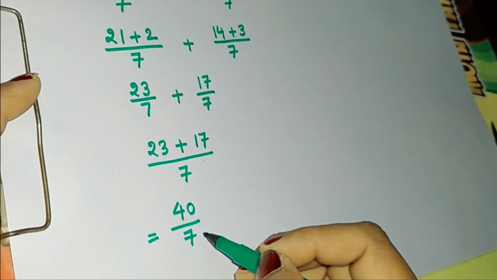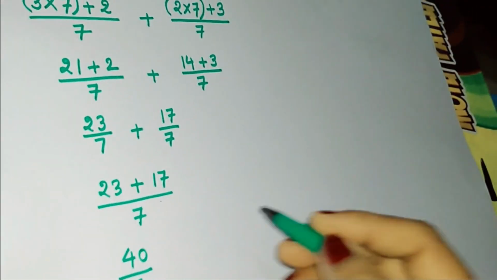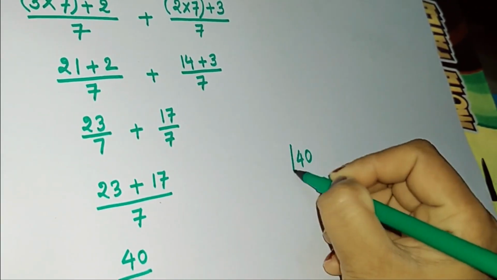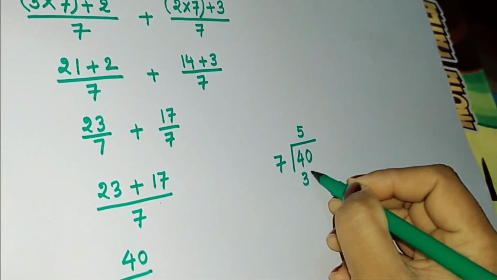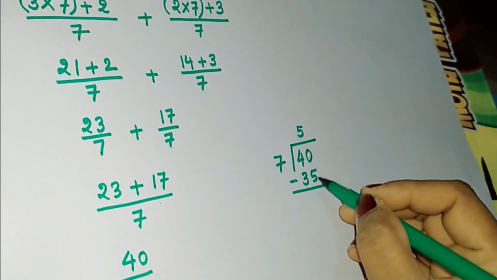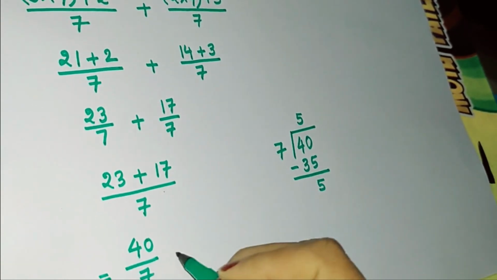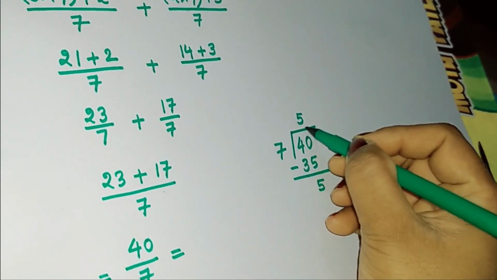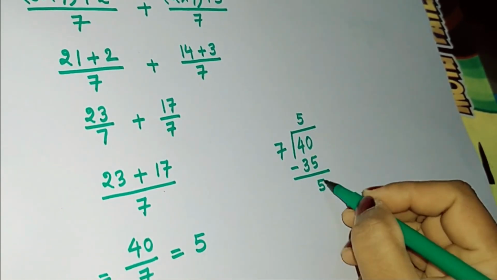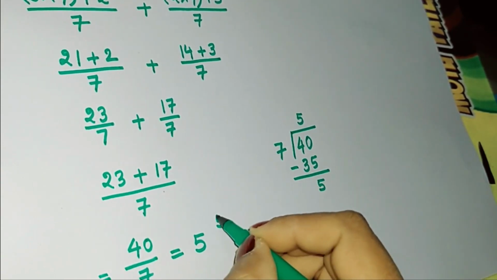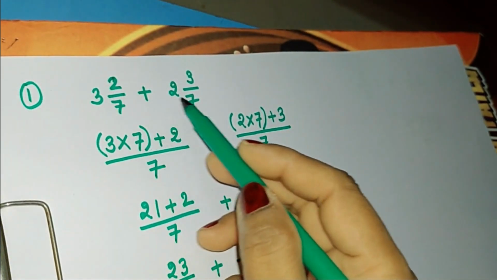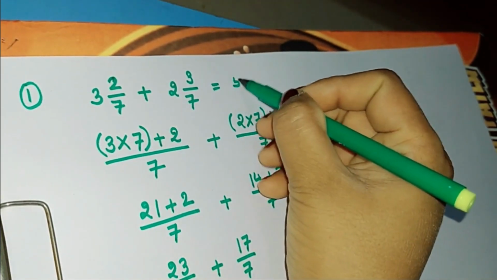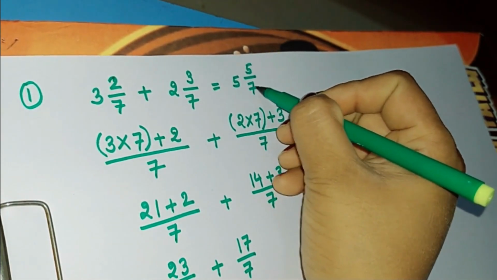So to finalize our answer, we need to convert this improper fraction into mixed fraction. What we need to do here, we need to divide this 40 by 7. So here 5 times 7 is 35 and so here 40 minus 35 is 5. We will write this 5 as numerator and then 7. So the answer for this question 3 2/7 plus 2 3/7 is 5 5/7.